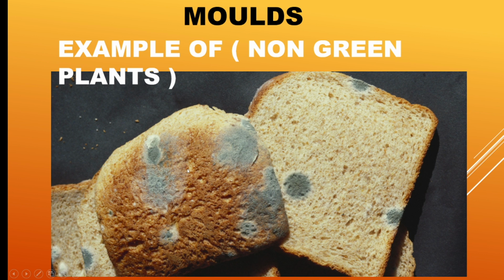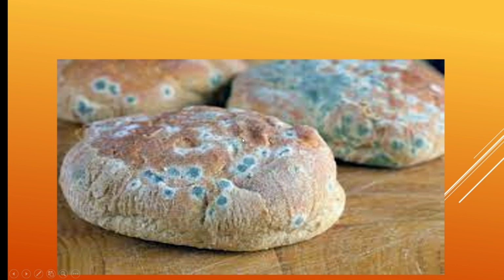Now what you see on the screen is an example of mold. It's a non-green plant. See, bread, when you keep it out for 2 3 days, what happens? You can see a fungi-like thing growing on the bread, that is called mold. Another picture where you can see molds. These are examples of non-green plants.